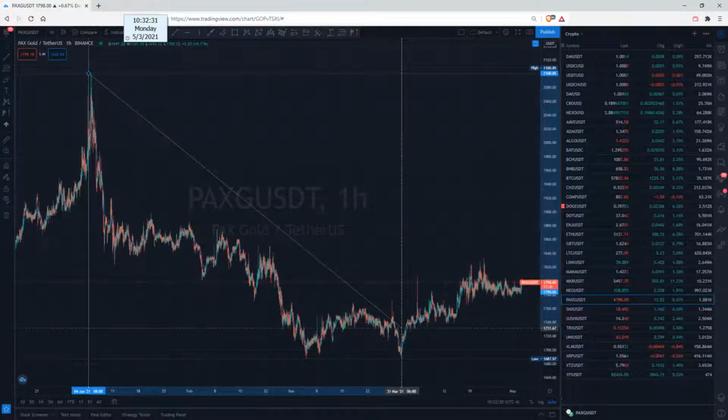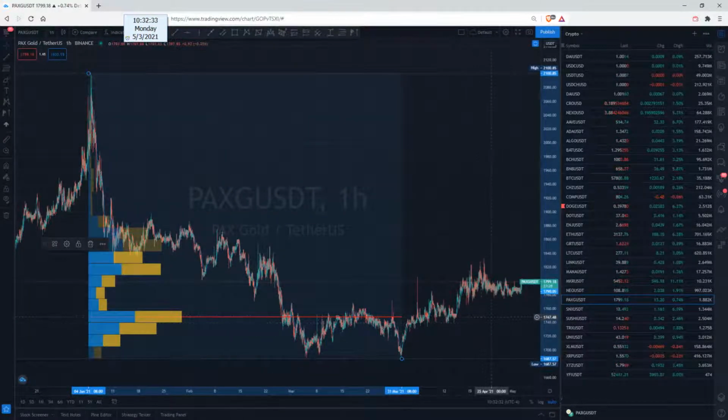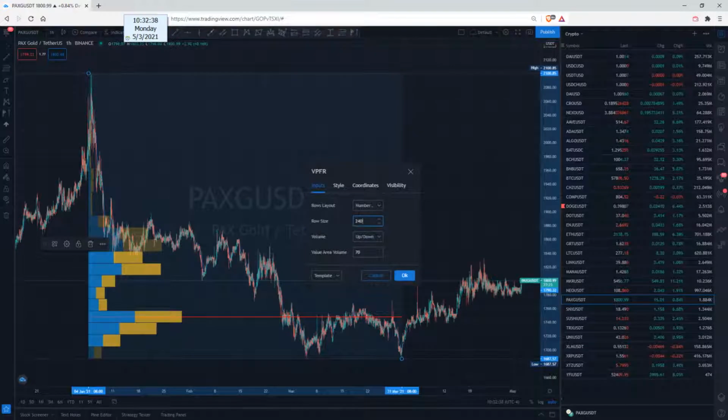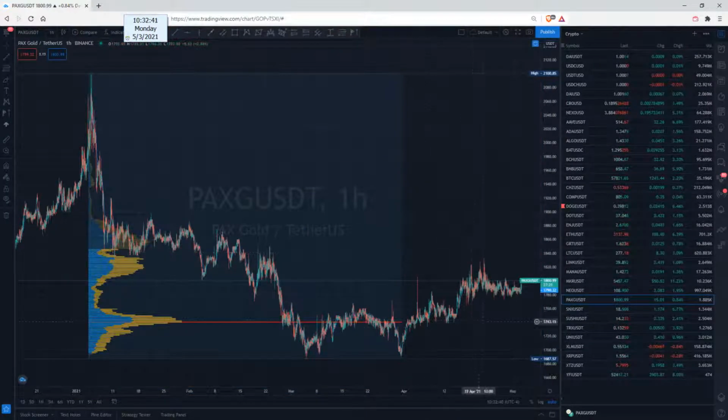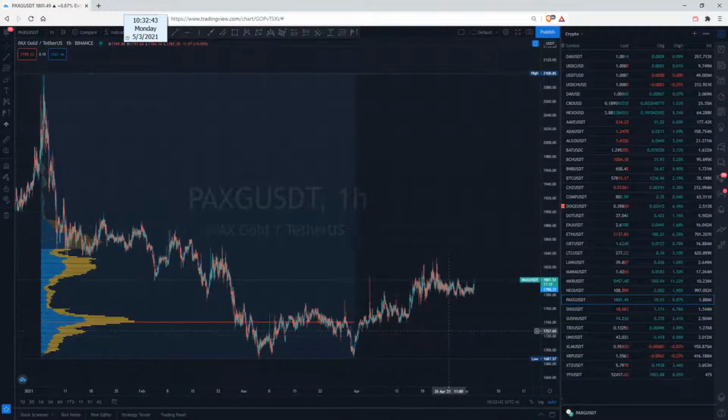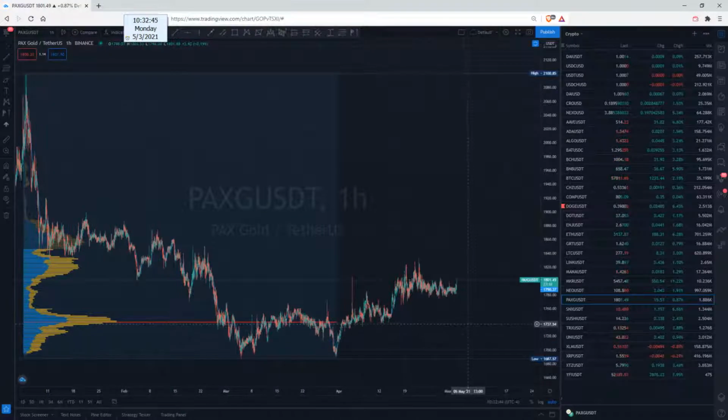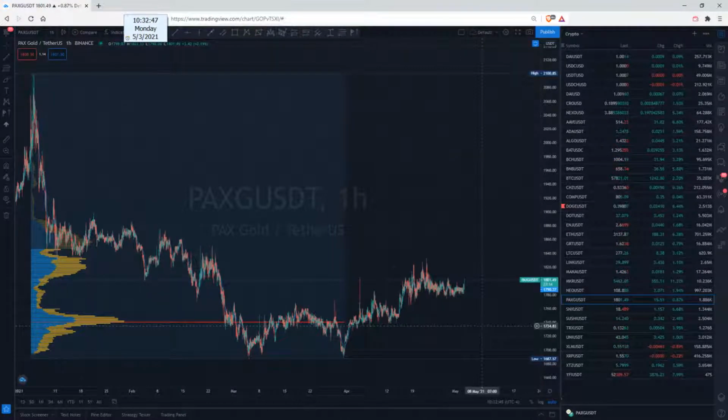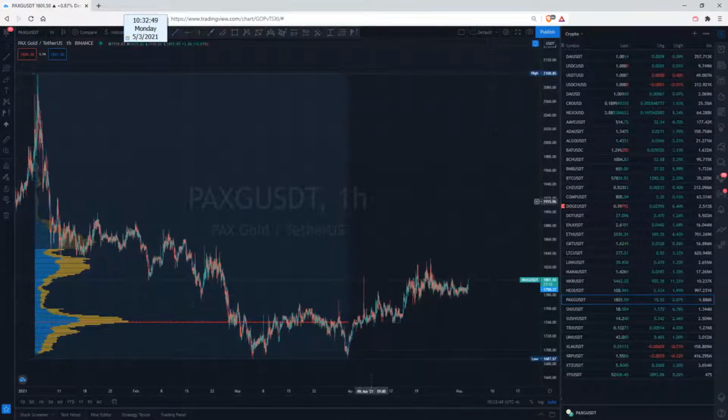So on this move down, even with this higher low, it's pretty obvious on the PAX G side of things that 1750 is the major zone of support. Let's further refine, though. Yep, 1740. So as long as it's staying above 1740, buyers seem to be holding it.